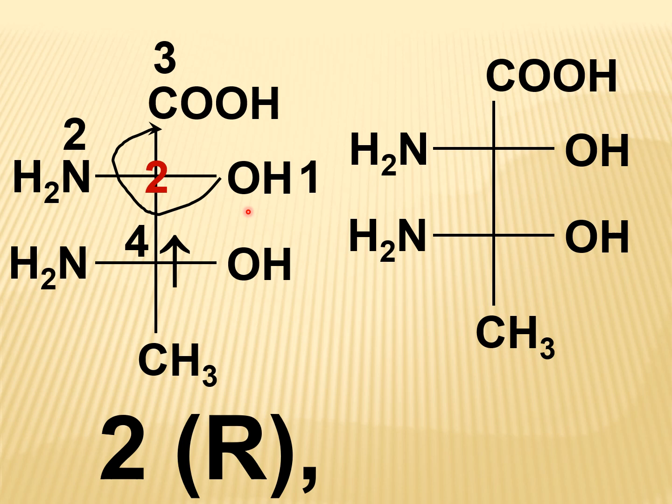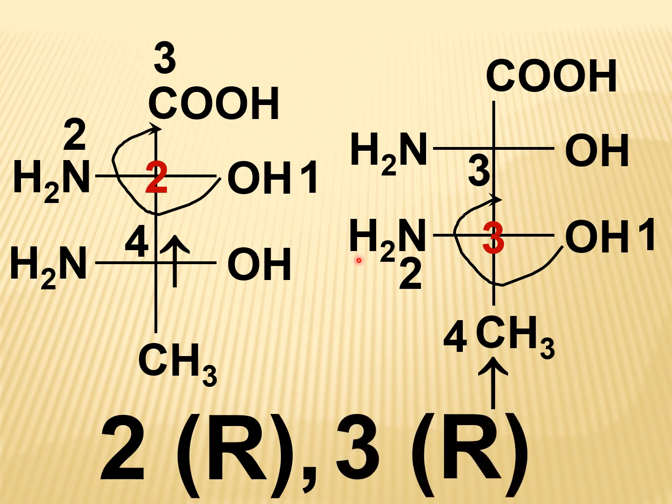Now the third carbon atom, do the same thing, give the priorities. OH 1, amino is 2, this group will have priority 3 and CH3 has priority 4. View from behind this fourth priority group, move from 1 to 2 to 3, that is also clockwise, and that naming will be 3R. So this compound has the name 2R, 3R.